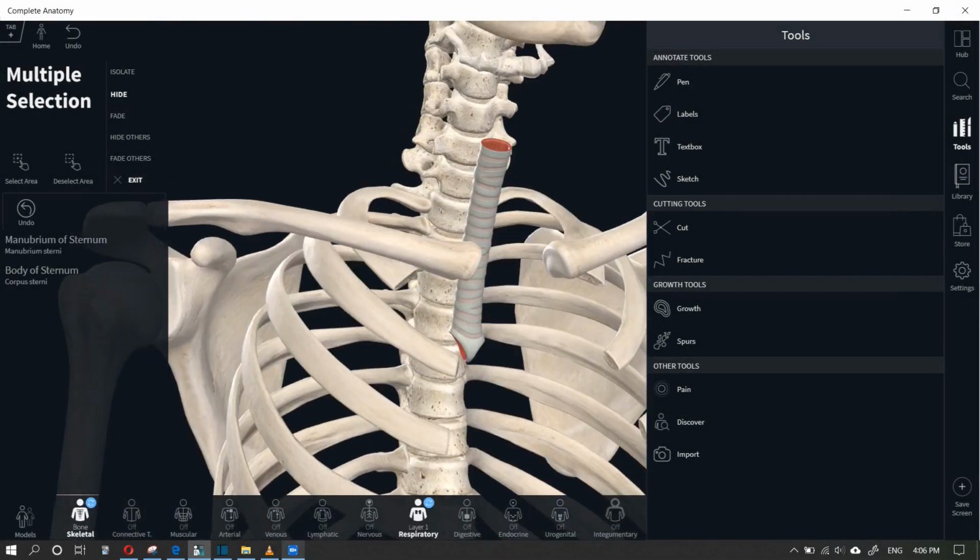Number of cells that are present, different types of cells that are present in the trachea. The trachea. So the trachea is a 10 to 11 centimeter long tube formed by cartilage and fibromuscular membrane inside. It is lined internally by mucosa. So it starts from the level of the sixth cervical vertebra and ends at the level of the sixth thoracic vertebrae.